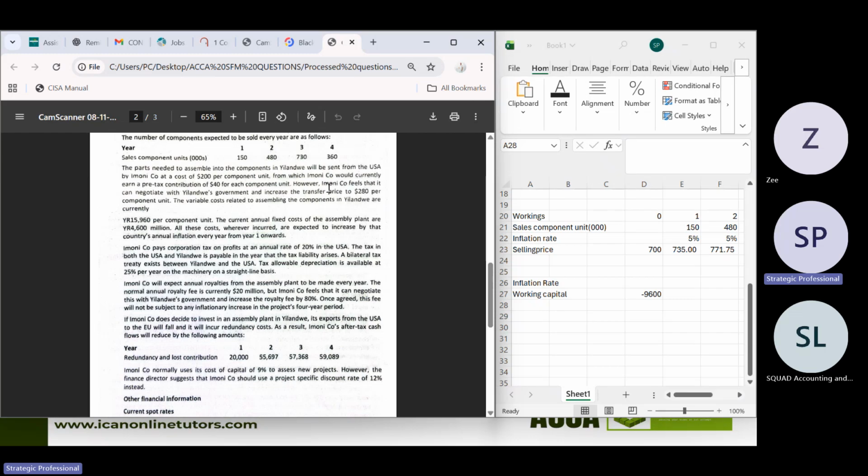Let's hold that. But now it said, however, the company feels that it can negotiate with the government and increase the transfer price to 280. Now, if it's increasing the transfer price to 280, what does this tell us? It means that the new cost will now be 280, because that will be the cost at which the guys in the overseas company will be buying it. Is that clear? Okay. Yes. So let's plug that in.